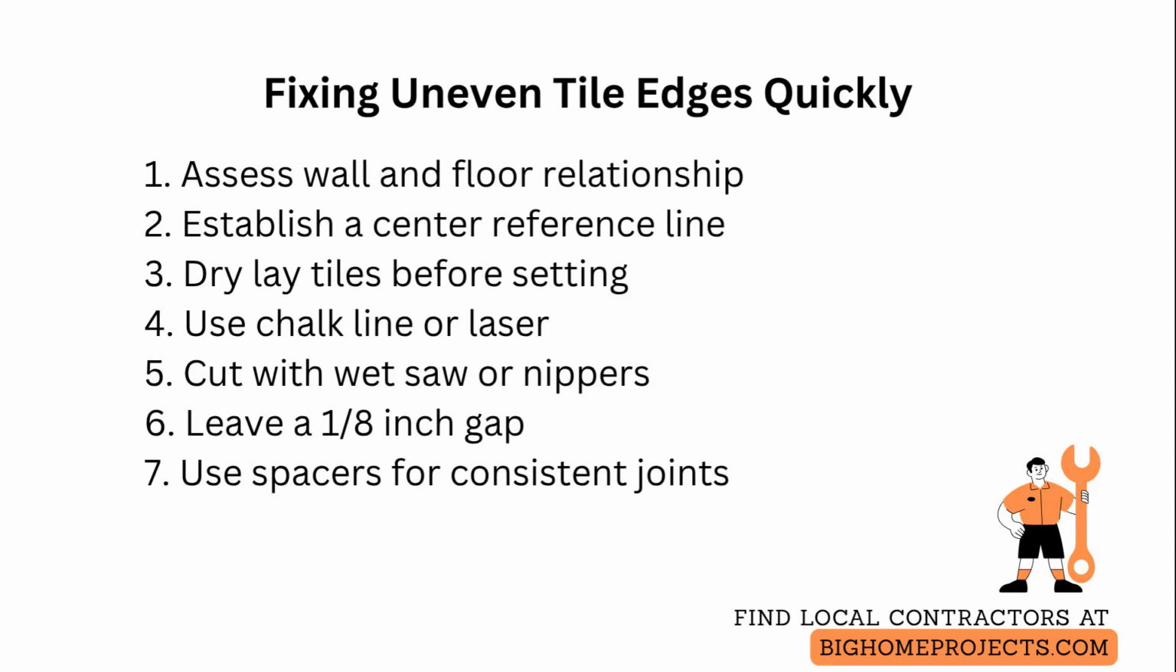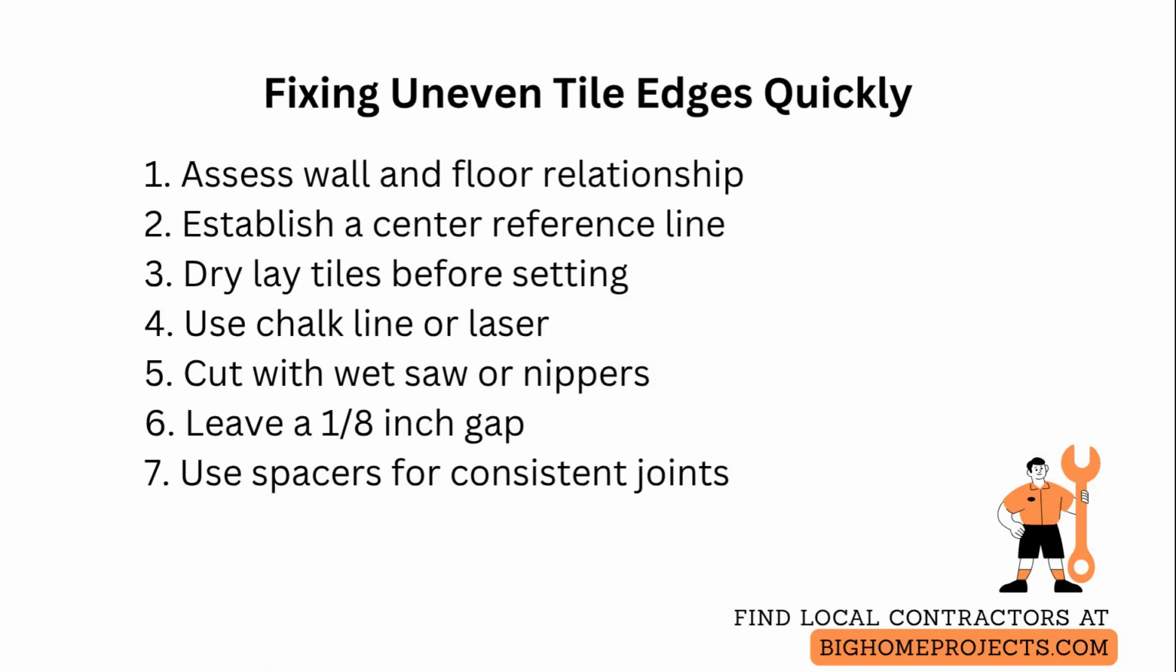Measure and dry lay a row of full tiles from that reference to both walls, so you can see the widths of the edge cuts and adjust the layout to avoid narrow slivers. Use a chalk line or laser level to maintain straightness and transfer that line to the wall or floor so every tile aligns to the same datum.